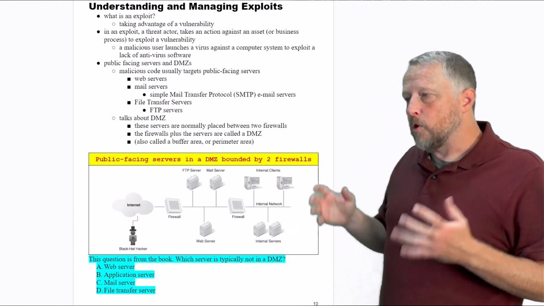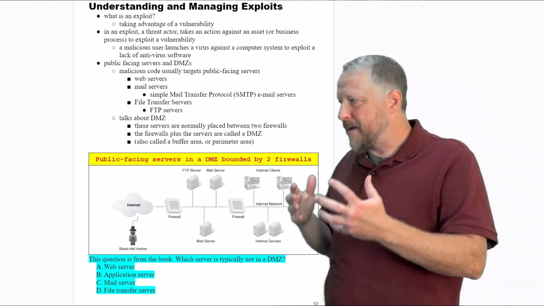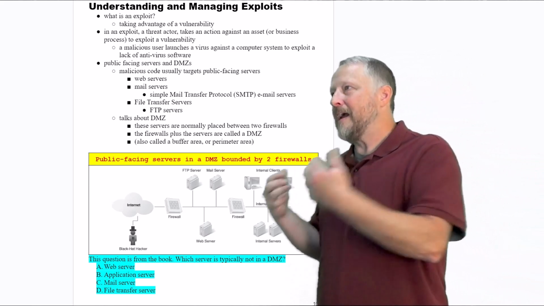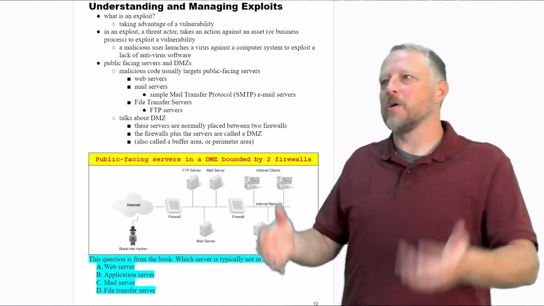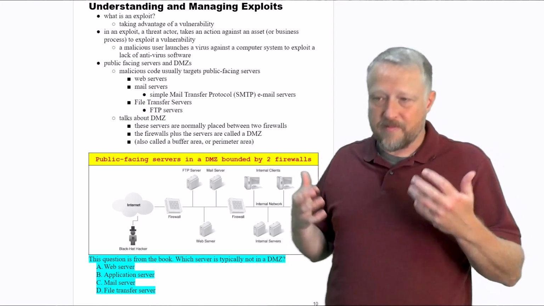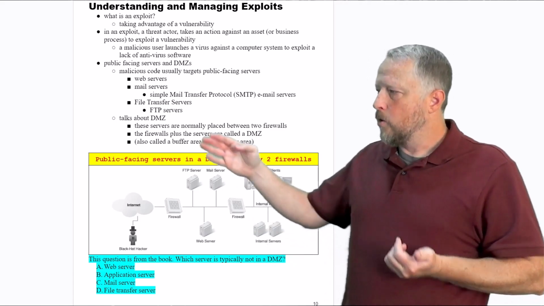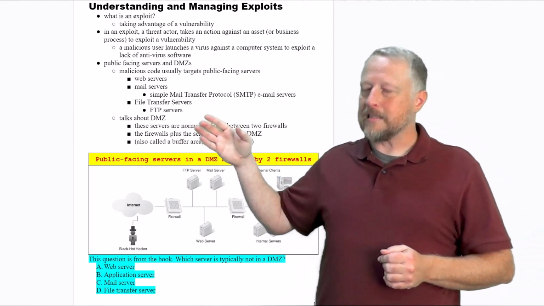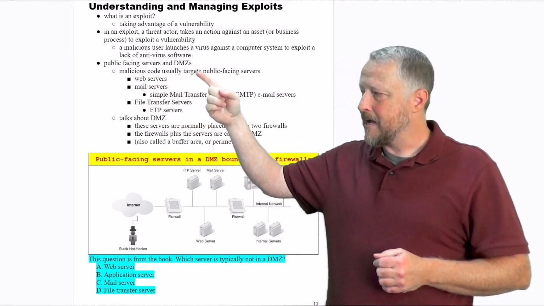so launching a virus against a computer system, frankly because of a lack of antivirus software, hurts the system, hurts the organization, it slows things down. That's one type of exploit using a vulnerability. Okay. What they use in order to knock that down is called for public-facing servers and a DMZ.